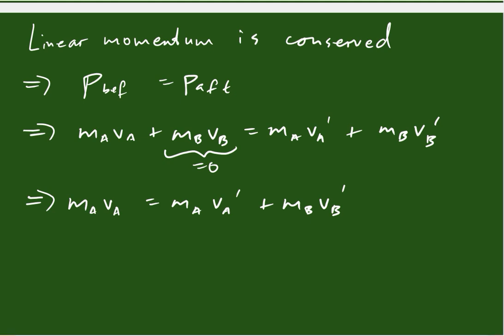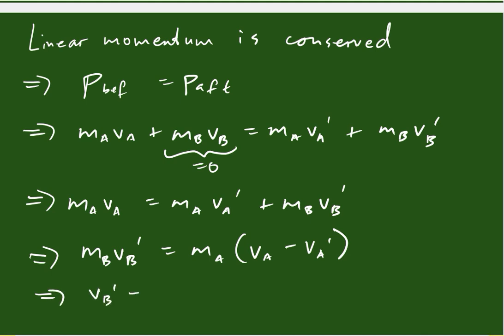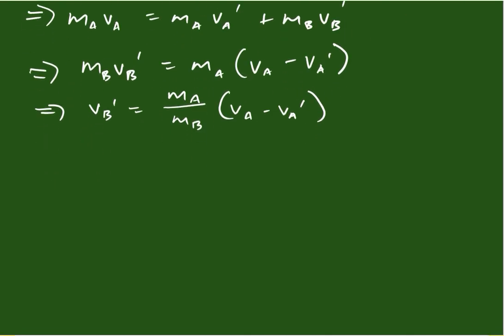So let's try that. So let's make it MB VB prime is equal to MA, and MA again we can factor out, is going to be VA minus VA prime. And then just divide through by MB, we get VB prime is equal to MA over MB multiplied by VA minus VA prime. And then for good measure, to make the two equations equivalent, let's square both sides. So I'll just write the comment here to say square.